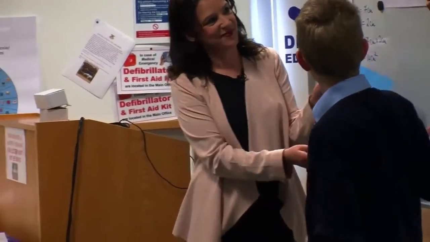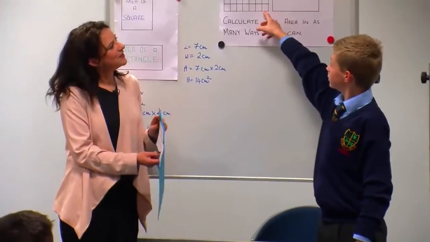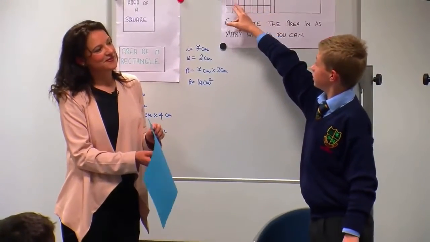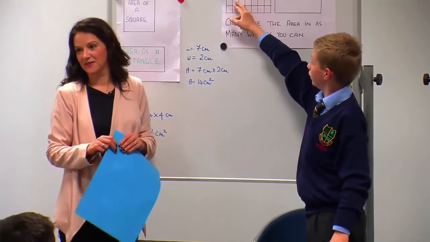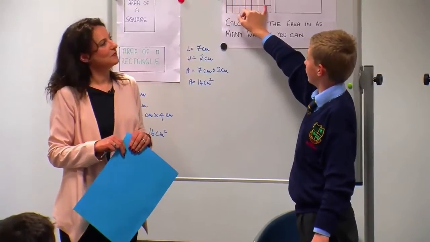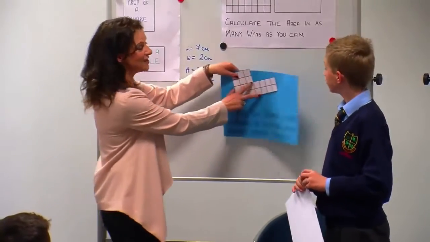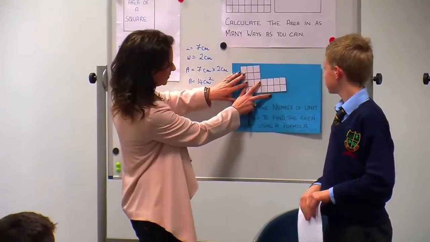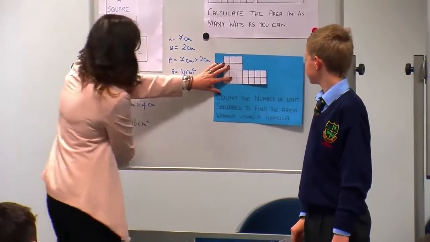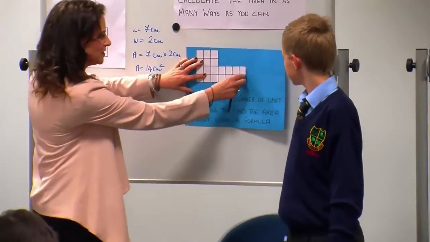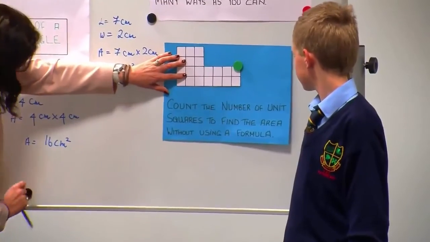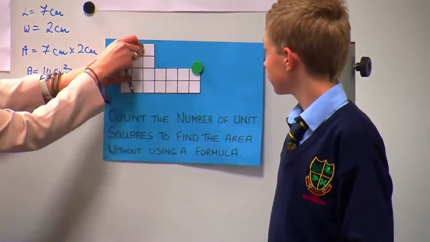The first strategy is just, since the top one here is drawn in the grid, to get the area, you just count each square, all for one number. So you go 1, 2, 3, and then carry on. It'll be 20. Everybody understand that? And I'd say quite a few people. So does that explain it? Count the number of unit squares to find the area without using the formula.